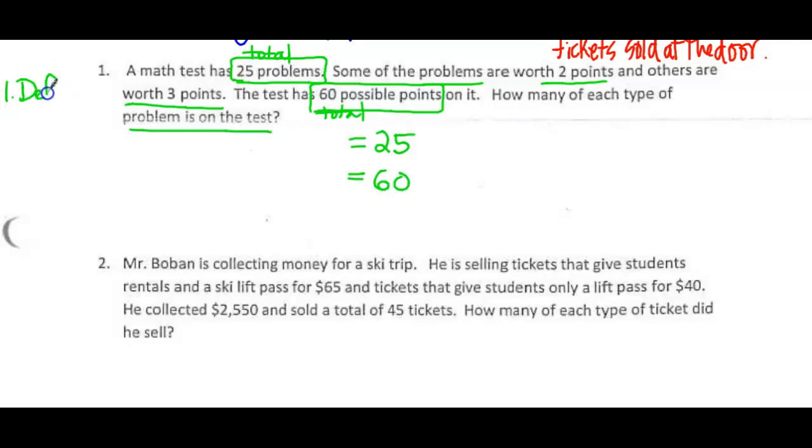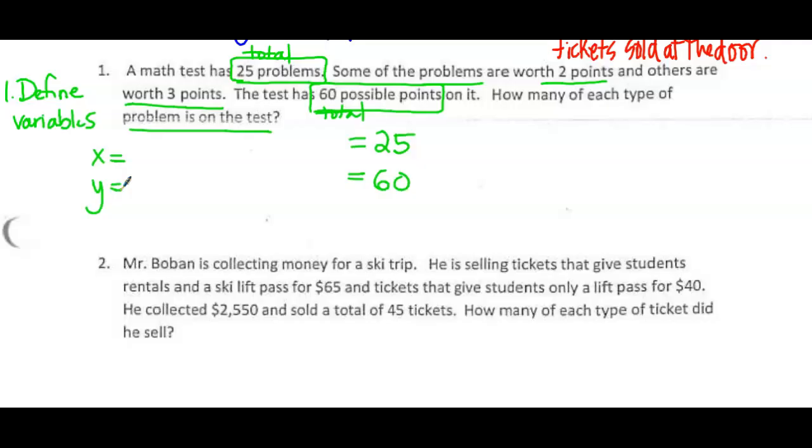The first thing that is the requirement of these word problems is you have to define variables. What does define variable mean? Well, you're going to use two variables in this problem. You're going to use an x, and you're probably going to use a y. And the x and y variables in math are used to represent something. And the two unknowns in this problem are how many of each type of problem is on the test. There were two different types of problems.